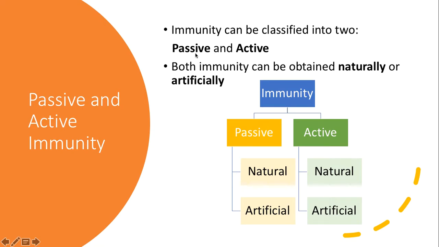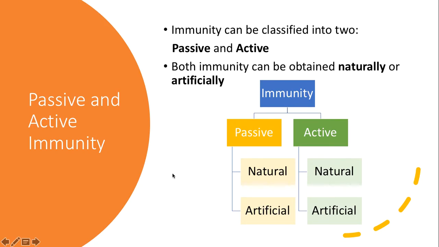Okay, passive immunity usually it just for a short period of time, but active immunity can usually last longer than passive immunity. Alright, so both immunity, passive and active, can be obtained either naturally, secara semula jadi, or artificially, which is secara buatan. Okay, as you can see, this is basically the summary of the type of immunity. Immunity can be classified into passive and active. Both passive and active can either be obtained naturally, secara semula jadi, ataupun secara buatan, artificially.